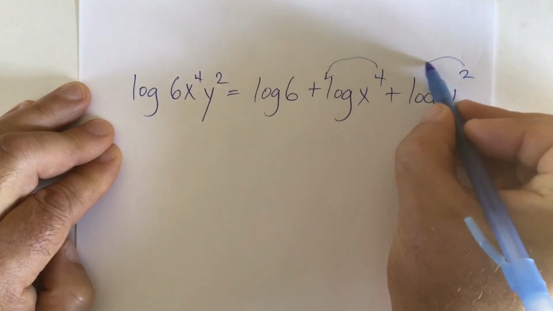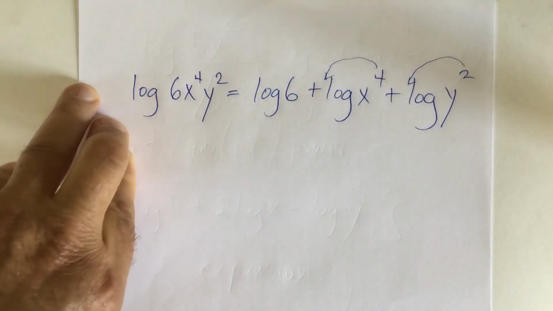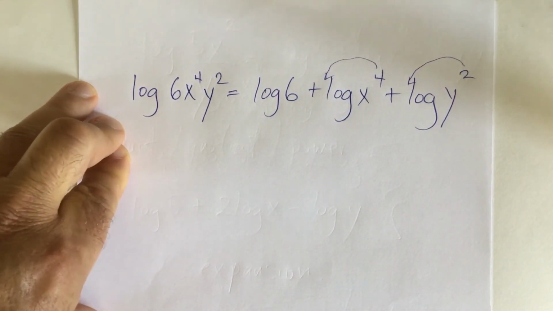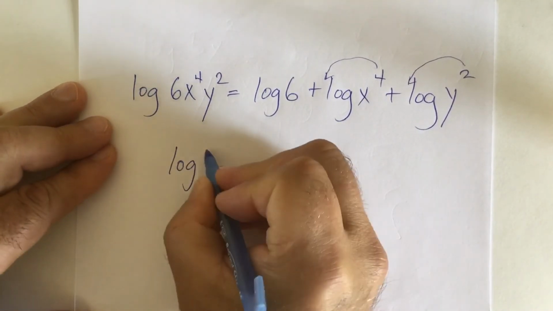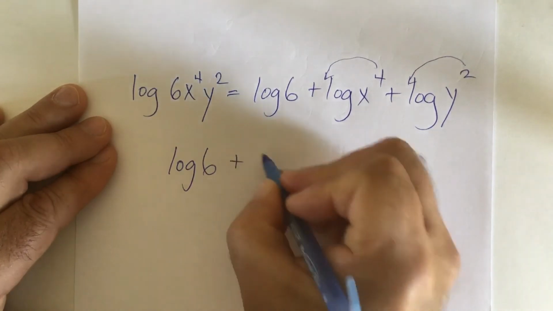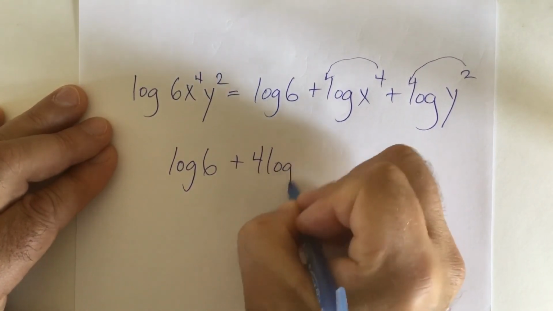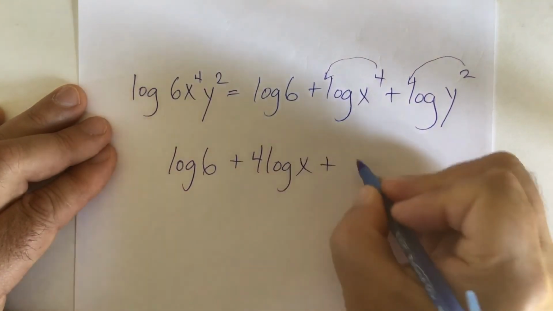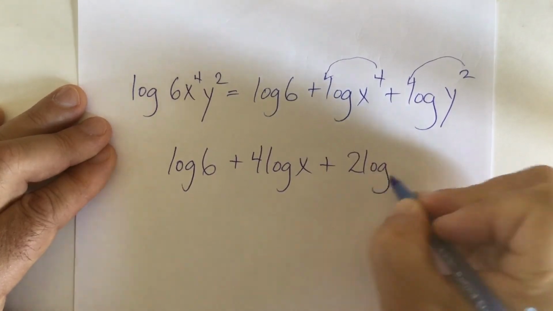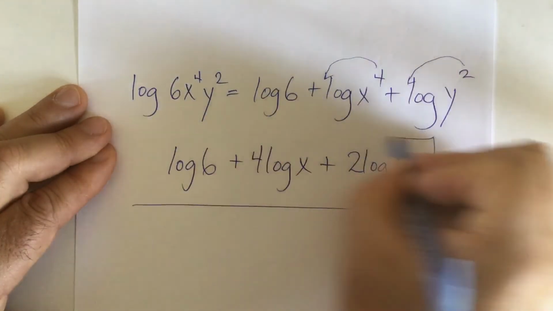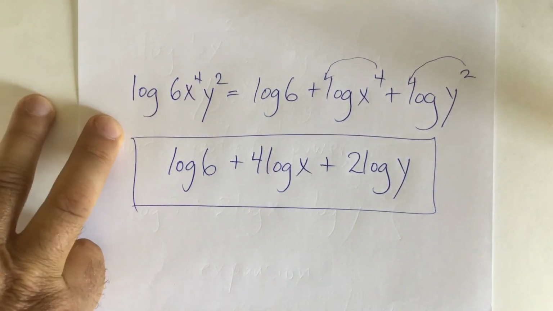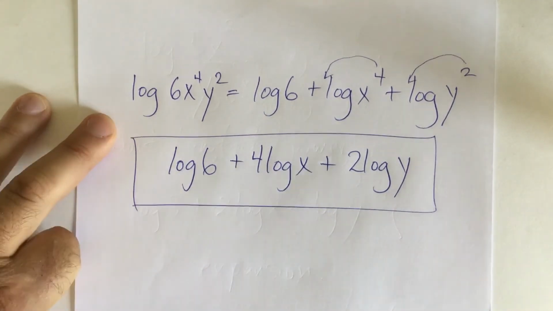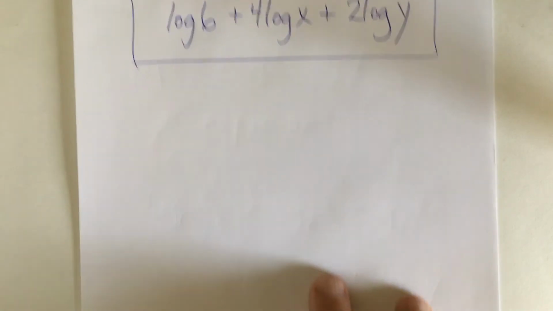When you write an expansion using logarithms, you're supposed to employ every single trick you have. So my final answer would look like this. Log 6 plus 4 log x plus 2 log y. And that is called the expansion of the original problem. Now, I can go backwards. Let's play the backwards game.